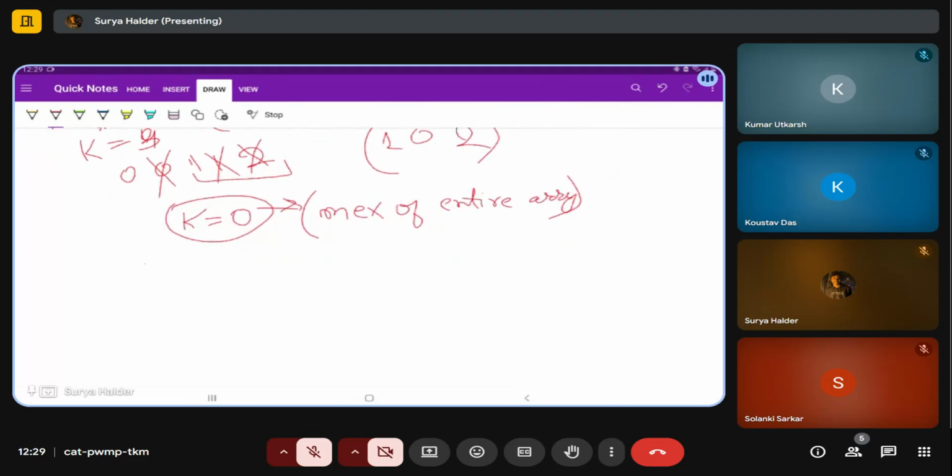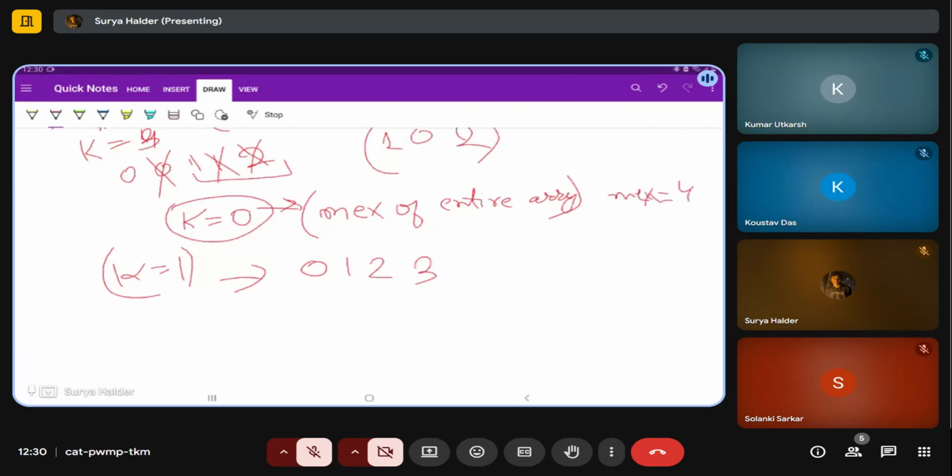Now for k is equal to 1. K is equal to 1 means one removal I can do. So if one removal I can do, then if any element's frequency was equal to 1, then obviously I can make that element disappear, and then my array will be having a unique max. For example, 0, 1, 2, 3. For k is equal to 0, the max was only one possible, which was 4.